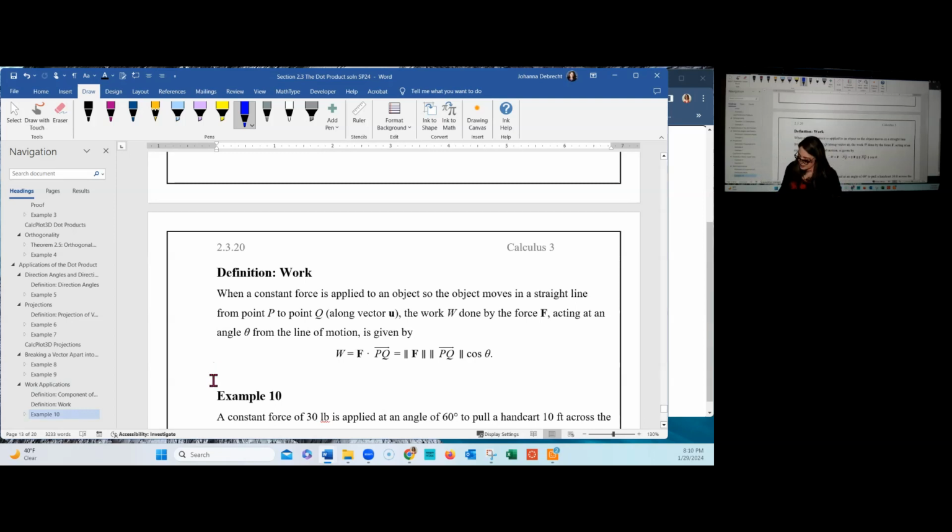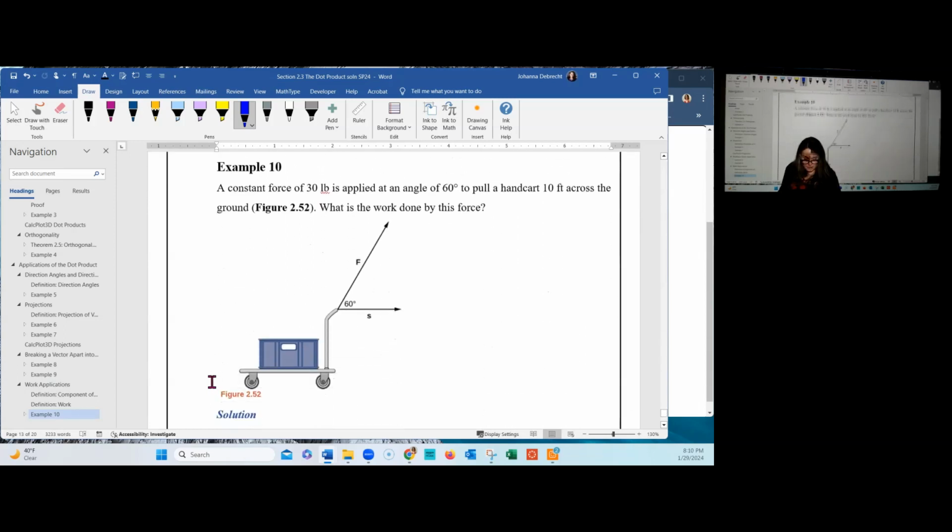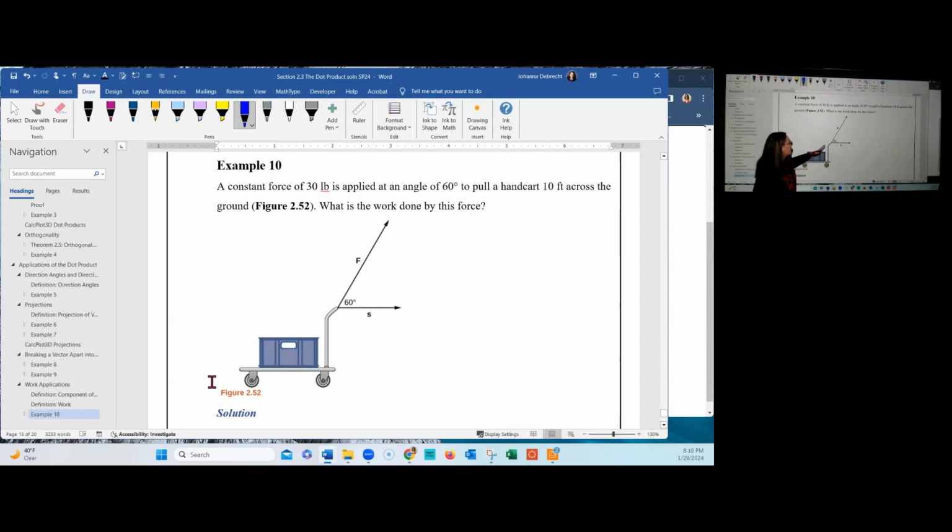So when we're looking at a simple example, we have a constant force of 30 pounds being applied at an angle of 60 degrees. So probably an adult pulling this trolley. So the angle here between the horizontal and this is 60 degrees. The horizontal is the direction of motion. The force is being applied this way. The force is 30 pounds. We're pulling the handcart 10 feet in the horizontal direction. What's the work done?